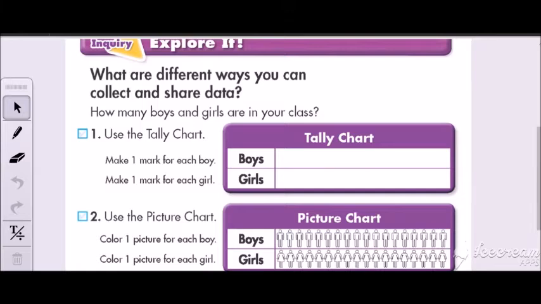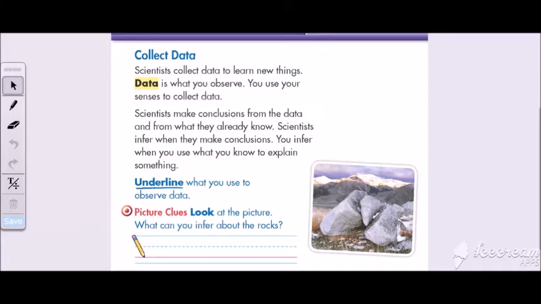In page 192, the book is asking how many boys and girls are in your class, but we will ask about your family. How many boys or girls are in your family? You're going to write them in a tally chart or picture chart. Okay? Let's get back to scientists.